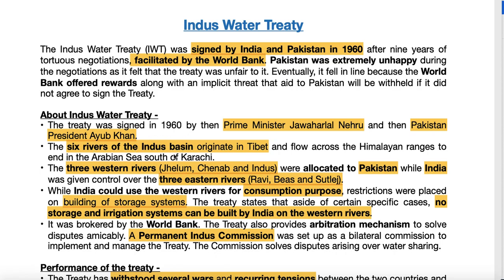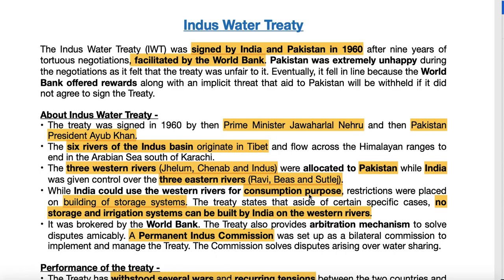The 6 rivers of the Indus Basin were divided between India and Pakistan. The 3 western rivers, Jhelum, Chenab, and Indus, were allocated to Pakistan, while the eastern rivers, Ravi, Beas, and Satluj, were allocated to India. But there was a certain condition that India could use the western rivers. The western rivers are those which are allocated to Pakistan. India could use them only for the purposes of consumption.